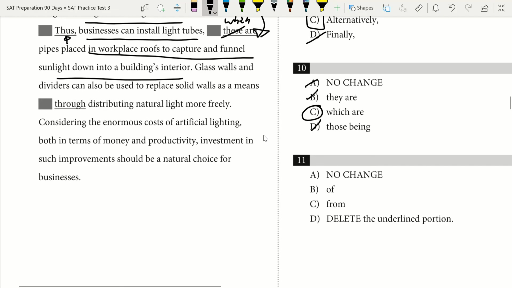Glass walls and dividers can also be used to replace solid walls as a means of distributing. Okay, that's an idiom question. We would say a means of, not a means from, not a means through, and we can't delete it either. Our answer for 11 would be B.